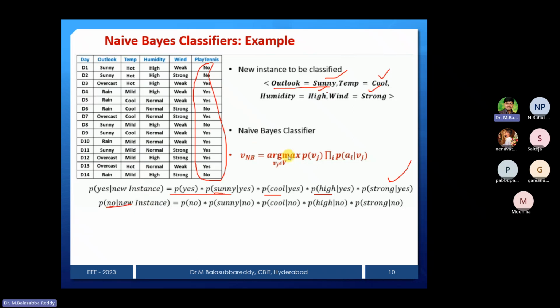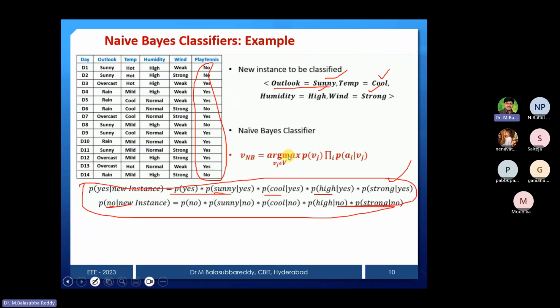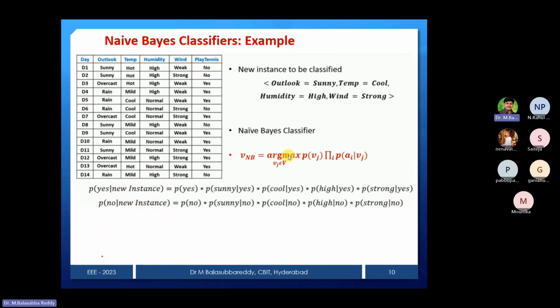See, outlook is sunny, but not played. And temperature is cool, but no, did not play tennis. Like that combinations, this is the formula. If you identify these two probabilities, then we can easily get the value of the probability P for the yes condition, what is the probability, and for no, what is the probability.